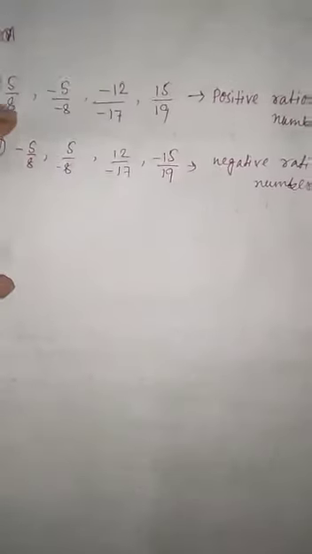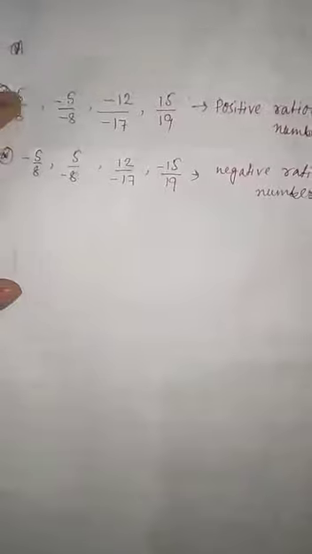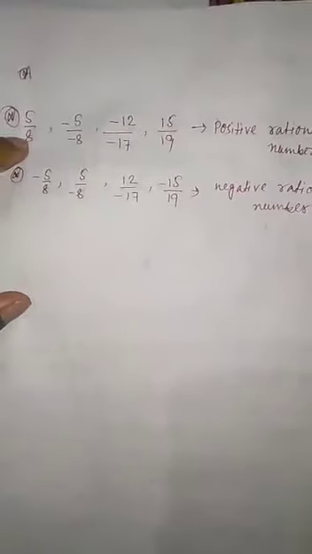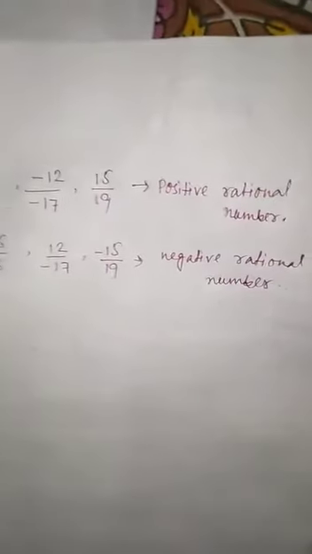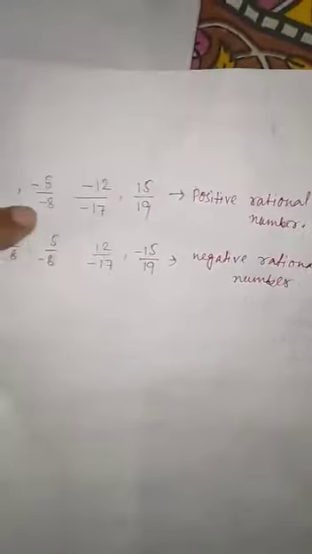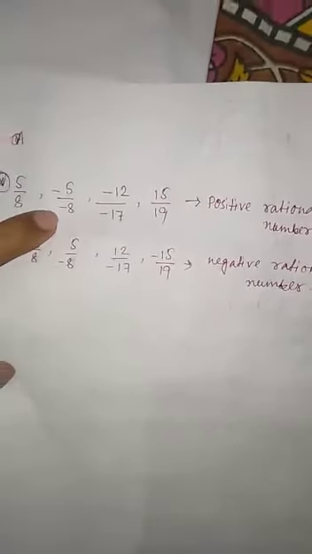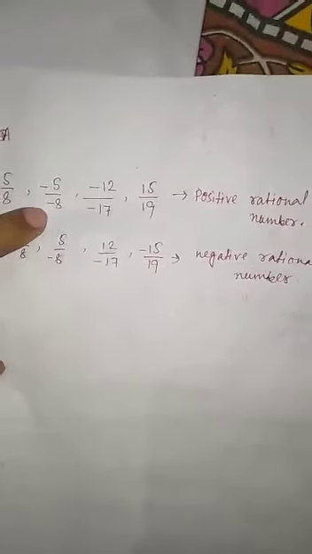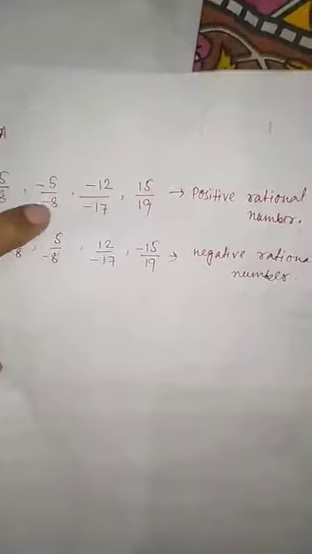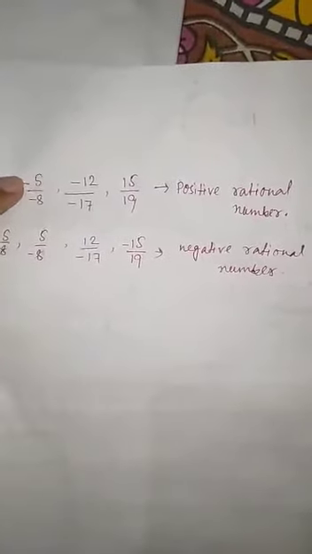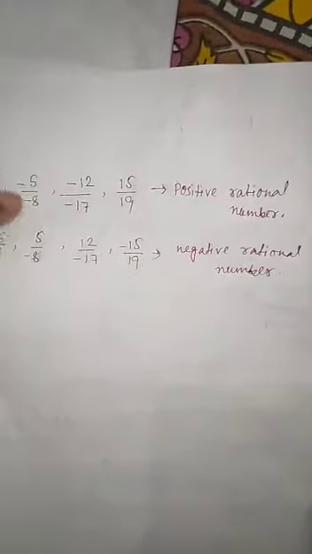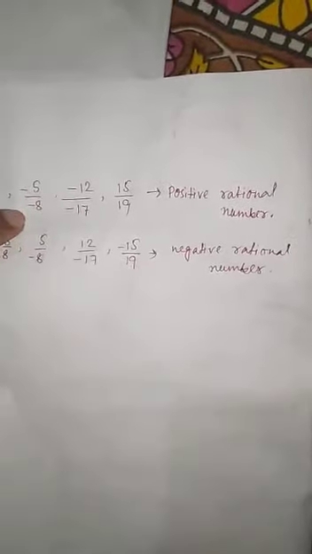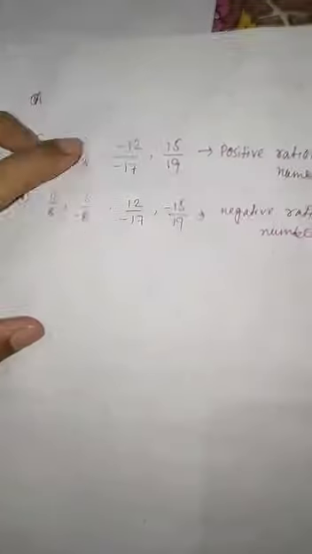So if we write 5 by 8, then 5 is a positive integer and 8 is also a positive integer. So 5 and 8 both have the same sign, that means positive. So 5 by 8 is a positive rational number. And in case of minus 5 by minus 8, minus 5 is a negative integer and minus 8 is also a negative integer. So it is also a positive rational number. In this case, the negative sign and negative sign will cancel out each other. So ultimately the output will be positive. So it is called a positive rational number.